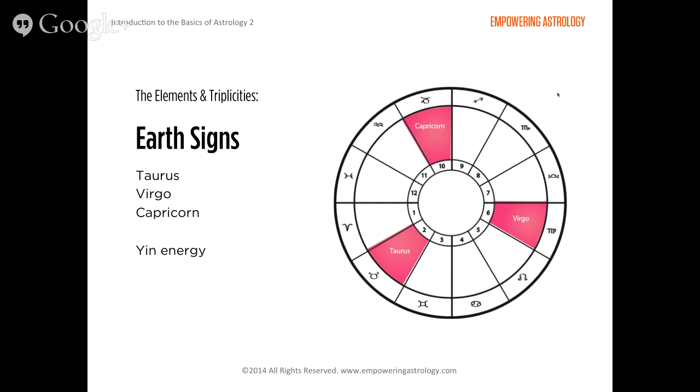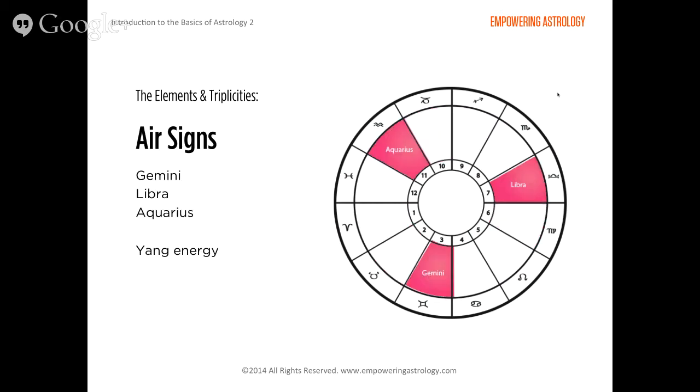Capricorn is a sign of mastery. So the earth energy is yin, it's feminine. It pulls in, it gathers. Taurus is a sign of resources, money, the things that you own. So it's that need to accumulate. That yin energy pulls in.